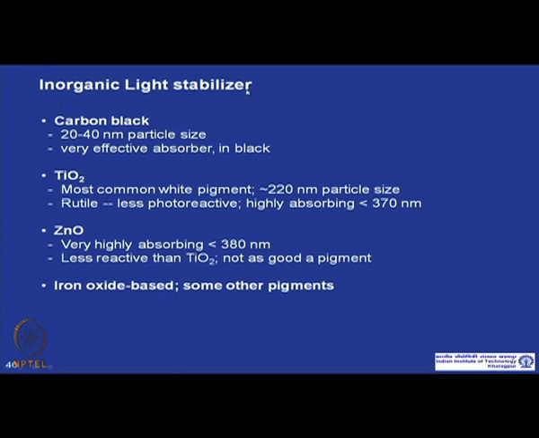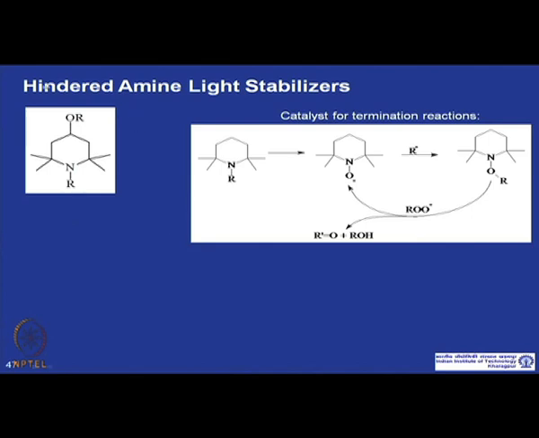These inorganic light stabilizers, though they protect from UV light, have some other problems which basically prevent their use in practical applications. So, these are the inorganic light stabilizers. They do not get used very frequently in real applications. The other stabilizers, like the hindered amine light stabilizers we just talked about, basically prevent the radical process.